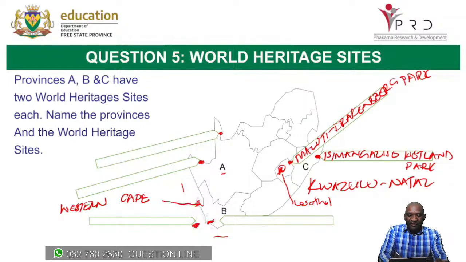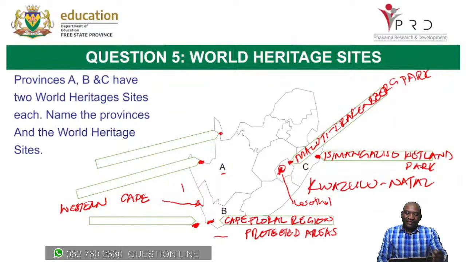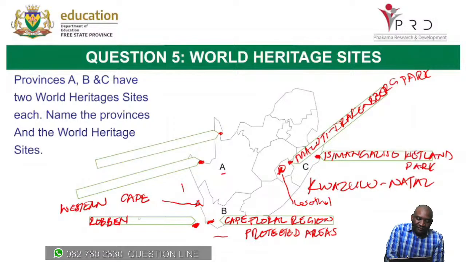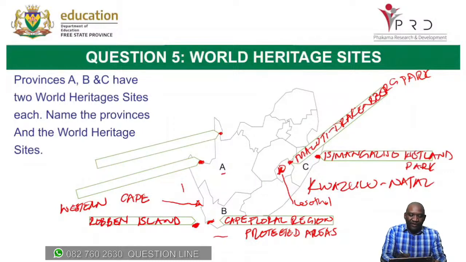So this one, which is inside the province, is known as the Cape Floral Region Protected Areas. Right, good. And then this one that is outside, which is an island, obviously the name will also end with an island, is known as Robben Island. So it's an island full of seals, and in Dutch they call them Robben.